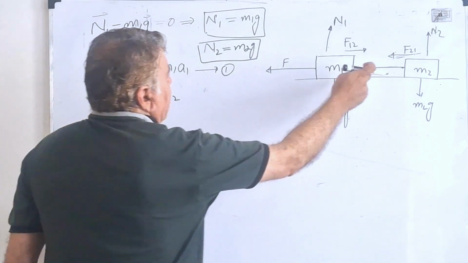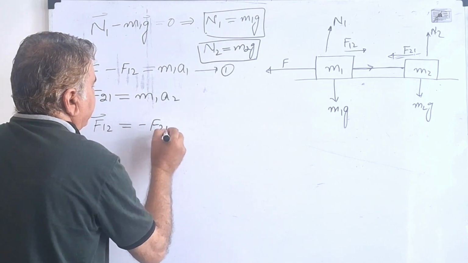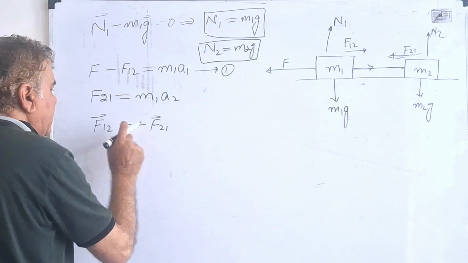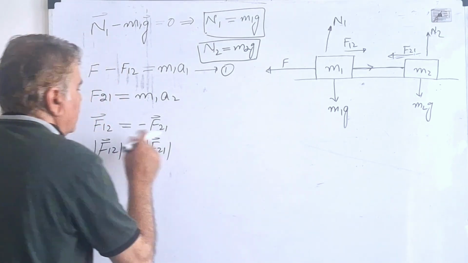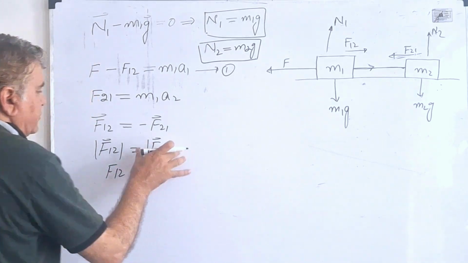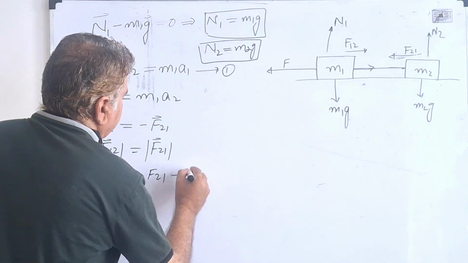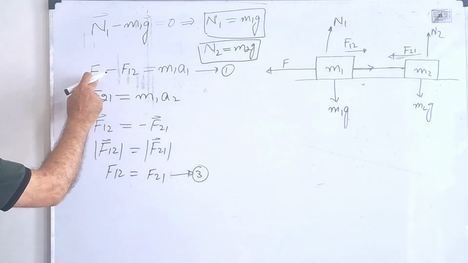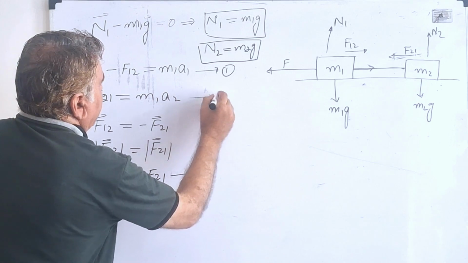Now, according to Newton's third law, F12 equals minus F21. That is, F12 is equal to F21 but opposite in direction, which means that the magnitude of F12 is exactly equal to F21. So they are equal in magnitude. In other words, dropping the modulus sign, I write the magnitudes as F12 equals F21, and I'll call this equation 3. The equation F21 equals m2 a2 is equation 2.